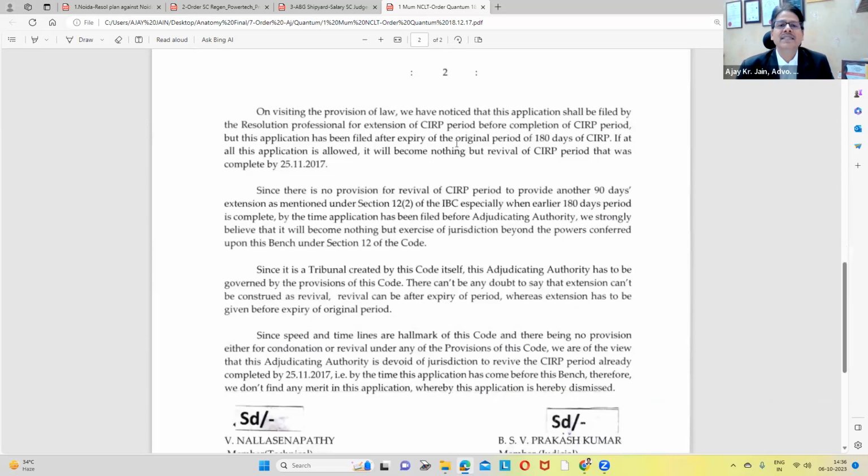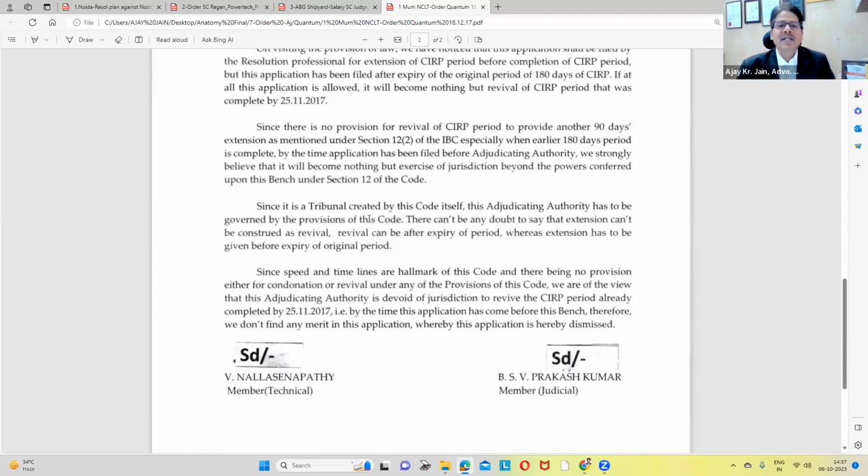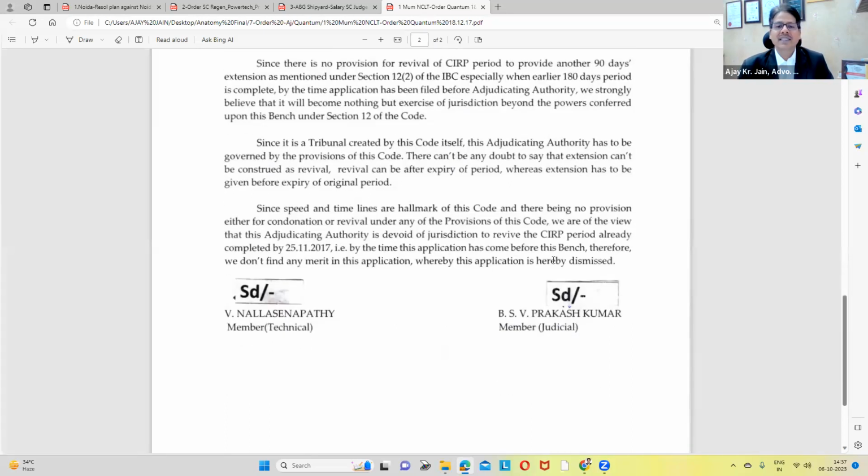On visiting these provisions, we have noticed that the application shall be filed by the resolution professional for extension of CIRP before the completion of the CIRP period. Since there is no provision for revival of the CIRP period to provide another 90 days extension as mentioned under section 12 subsection 2, especially when the earlier 180 days period is completed by the time the application has been filed, we strongly believe that it will become nothing but exercise of jurisdiction beyond the power conferred on this bench under section 12. Ultimately this application was rejected.